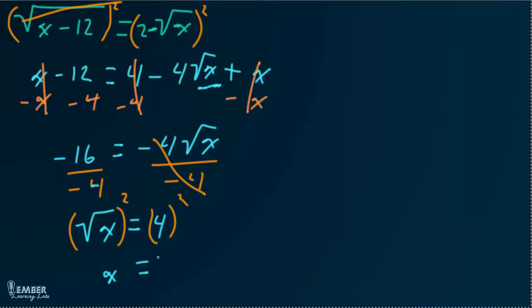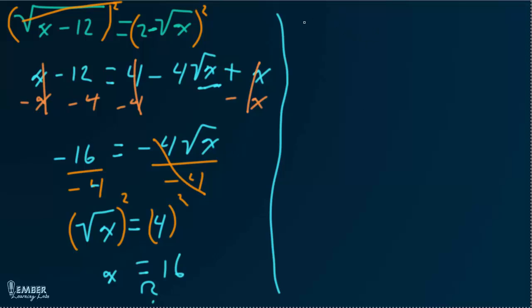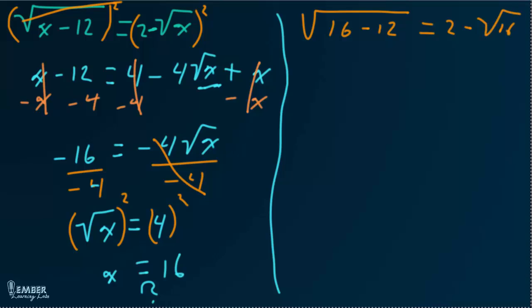So we end up with x equals 16. So does that check? Let's see. We plug this in for a check. We plug a 16 in everywhere that there is an x. So we're going to do the square root of 16 minus 12. And we want to know if that equals 2 minus the square root of 16. Okay, so over here we've got 16 minus 12, so it's going to be the square root of 4. Over here on the left, we want to know if that equals 2 minus 4.